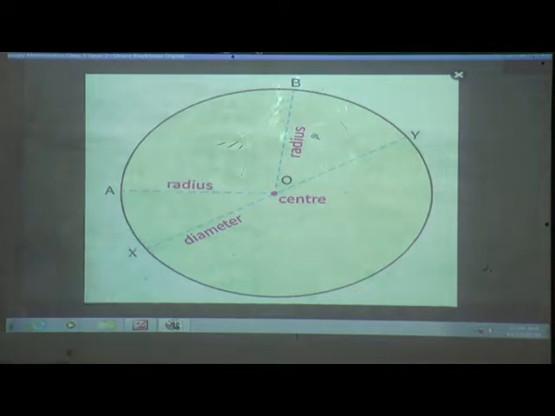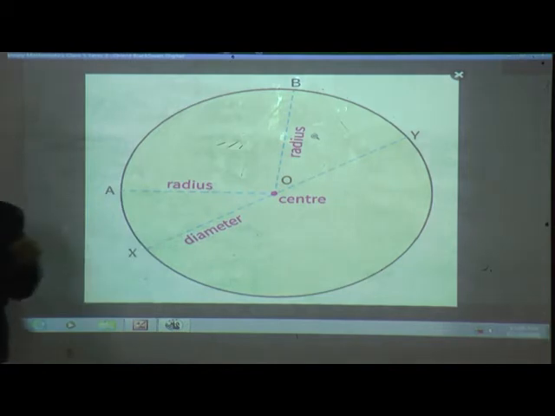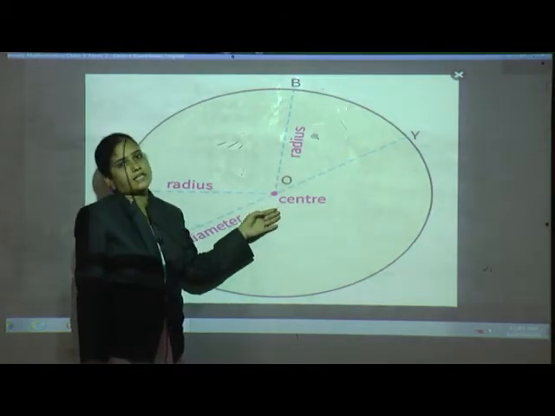So what is a diameter, students? A line segment passing through the center of a circle whose endpoints lie on the circle is called the diameter of the circle. See students, keep it in mind, a diameter should pass through the center. If the segment is passing through the center, then and only then it is called a diameter.